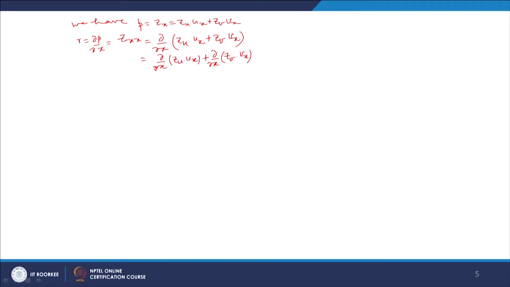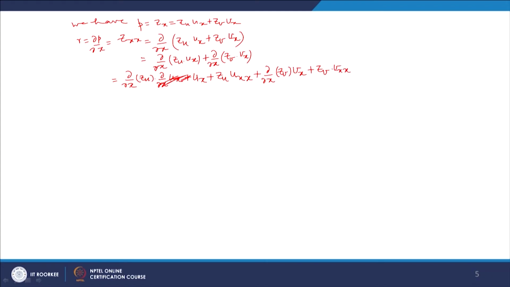Now zu and ux are functions of x and y. So, I can write, using the formula for the derivative of a product of two functions, the partial derivative of zu with respect to x into ux plus zu into the partial derivative of ux with respect to x, which will be uxx, and similarly here the partial derivative of zv with respect to x into vx plus zv into the partial derivative of vx with respect to x. So, we will have vxx.